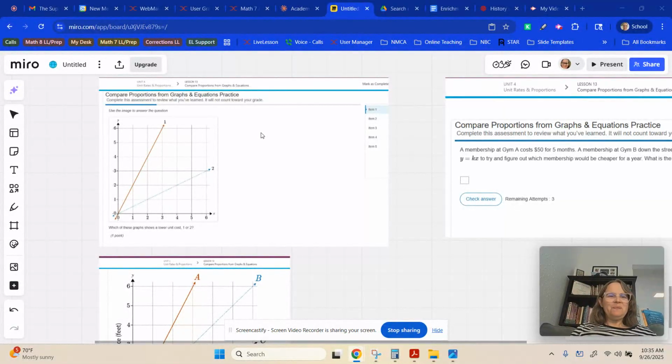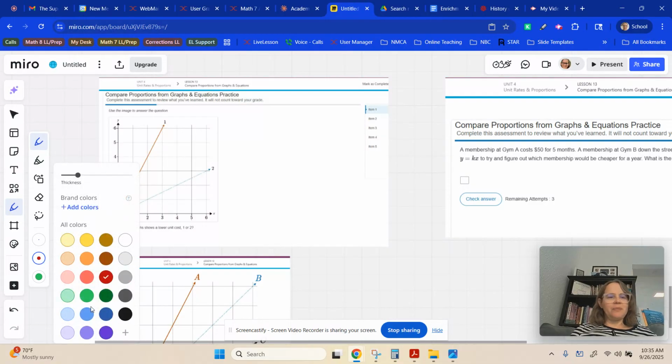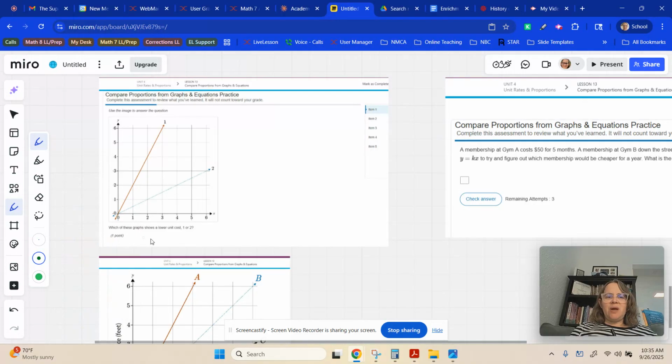Hey everybody! This lesson is going to bring together everything you've learned so far in some real world problems. So in this first one, it says which of these graphs shows a lower unit cost, one or two. We're comparing two different things here.